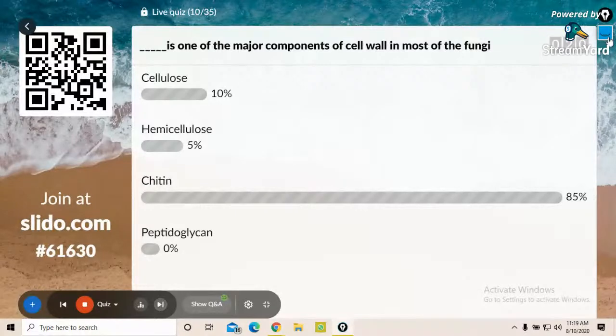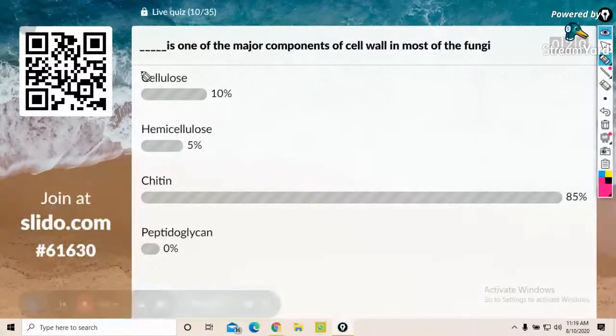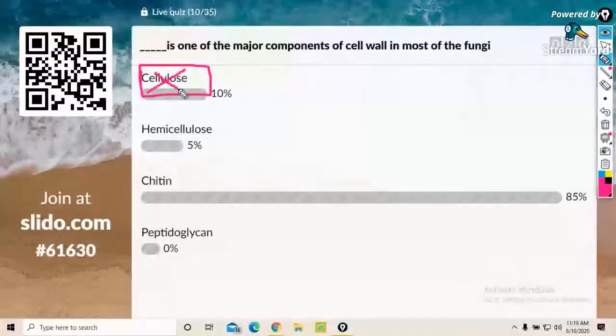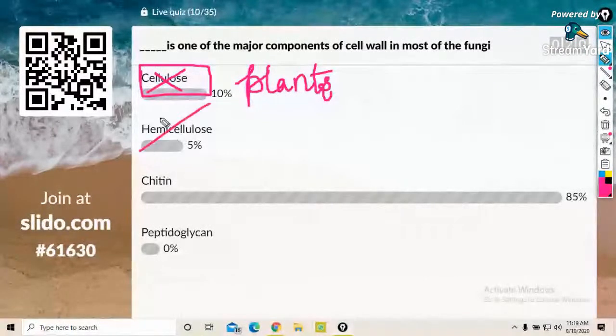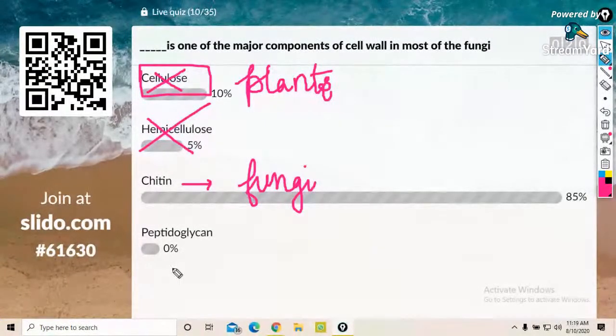Guys, is it cellulose? Never. Cellulose is the cell wall material in case of plants. Is it hemicellulose? Never. Chitin is found in the cell wall of fungi. Oh my god, nobody has clicked the answer. Has to be peptidoglycan. Very good.